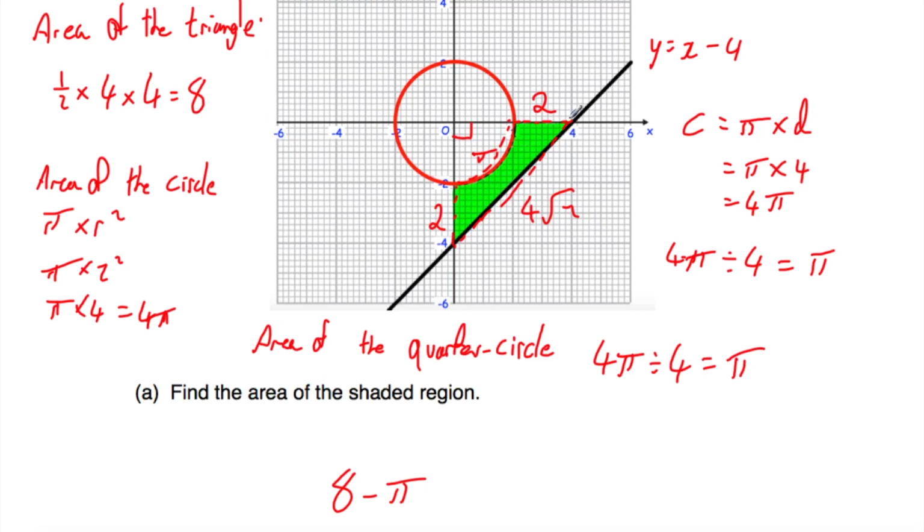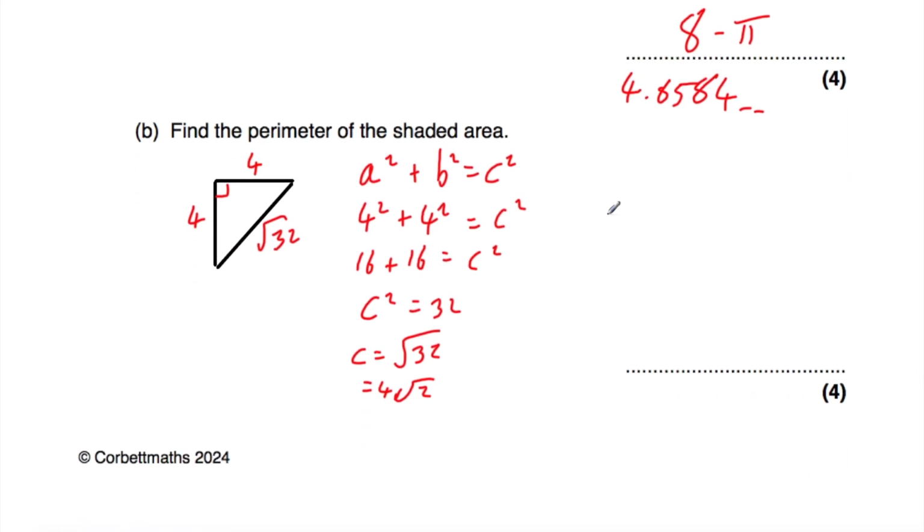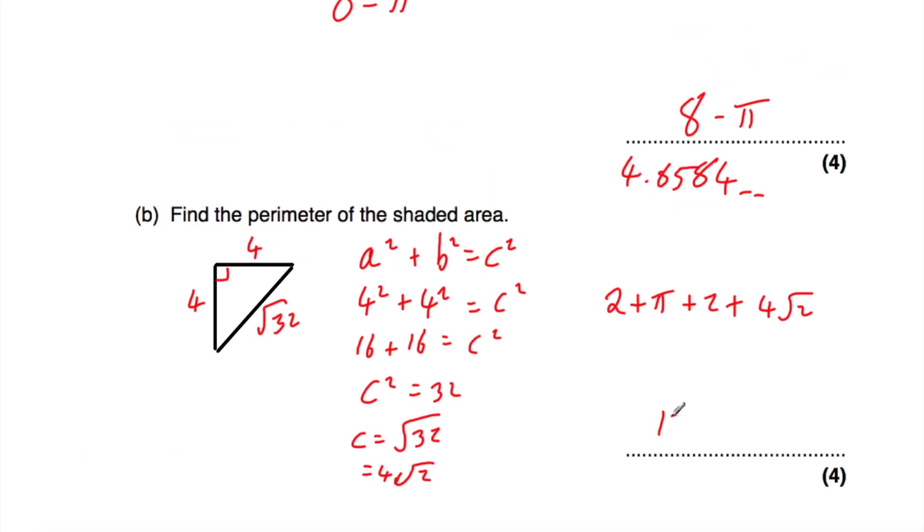And now we want to find the perimeter of this region. We just need to add them together. So let's do that. So we're going to do 2 plus pi plus 2 plus 4 root 2. And if we add those together, we get 12.798, and that's to 3 decimal places. And that's it. That's the perimeter of that shaded region.